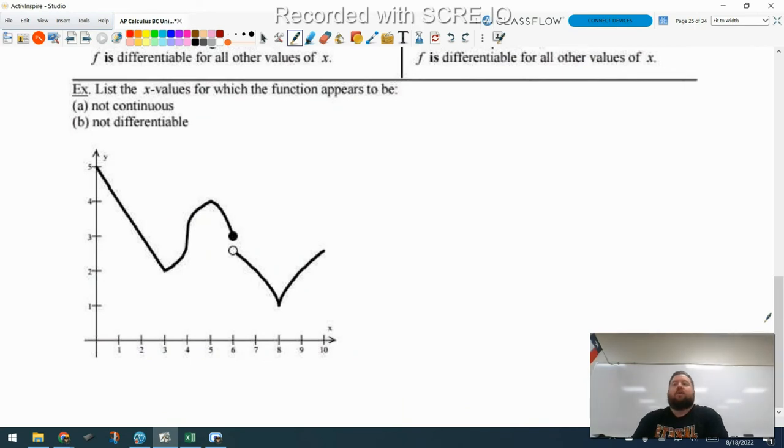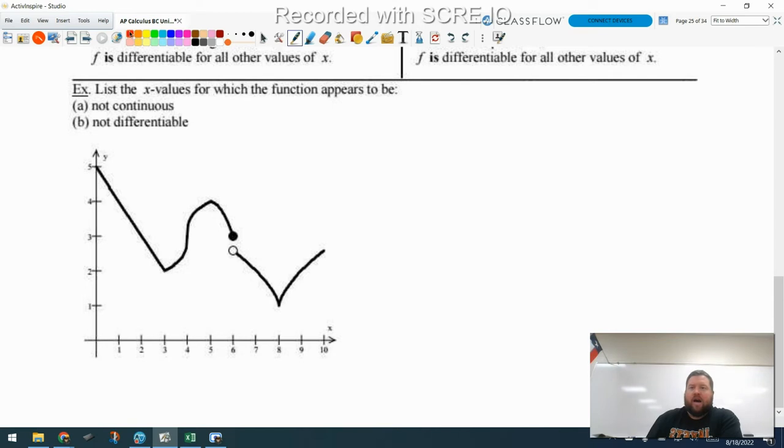I would like y'all to try this on your own. So pause the video and give this a try. You're going to identify where the function is continuous or not continuous, and you're going to identify where the function is not differentiable. Pause the video, give this a try, and then unpause and see how you did.